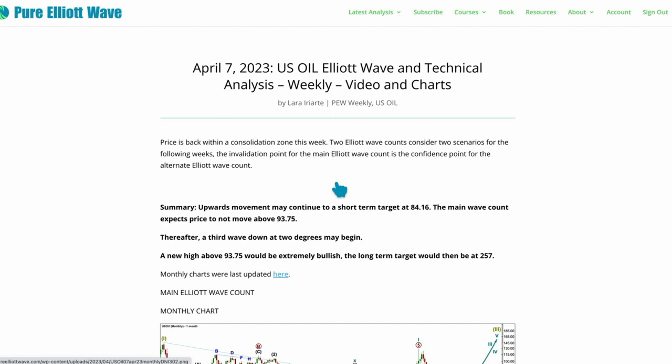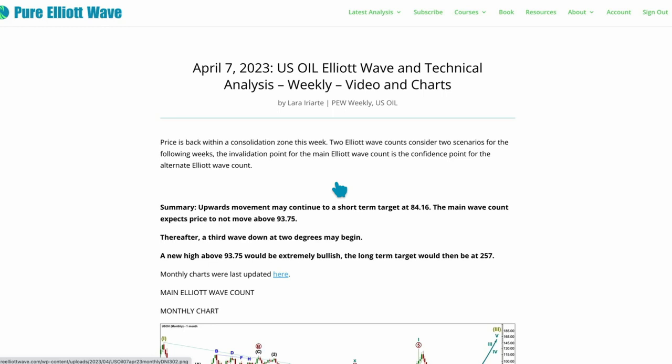When upward movement is complete, that'll complete a B wave, and then I'll expect a C wave down to find support at the big channel on the monthly chart. That's the main Elliott wave count. However, if we see a new high above 93.75, that would be an extremely bullish signal, and then my long-term target would be 257. That's the new alternate Elliott wave count.